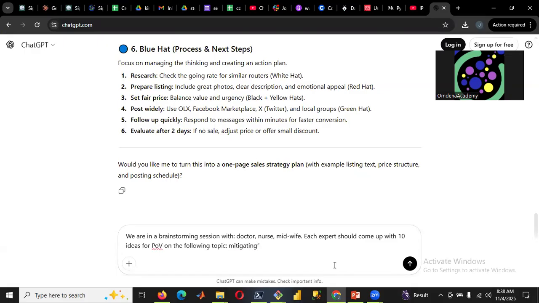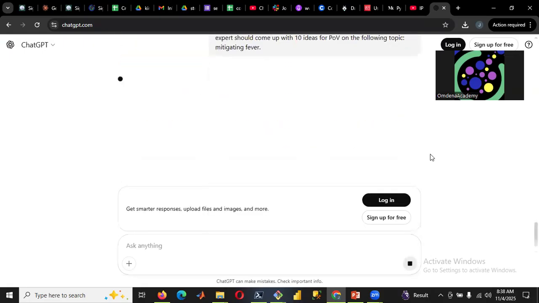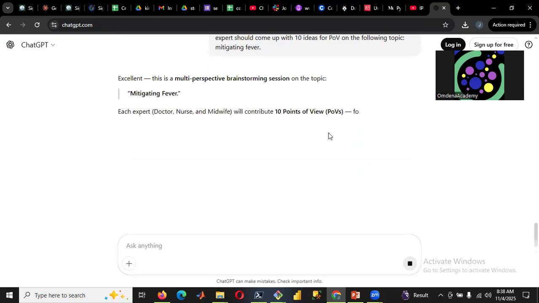Mitigating fever. And remember that I told you that for the fact that you have a midwife here, the response is also going to capture the perspective of pregnant women, right? So we'll see. And when we run this, you begin to see that.